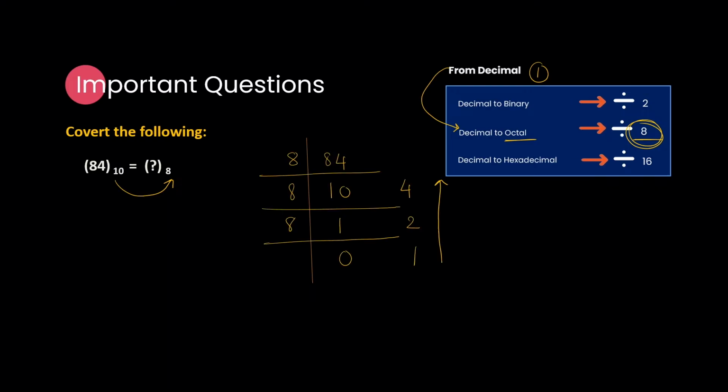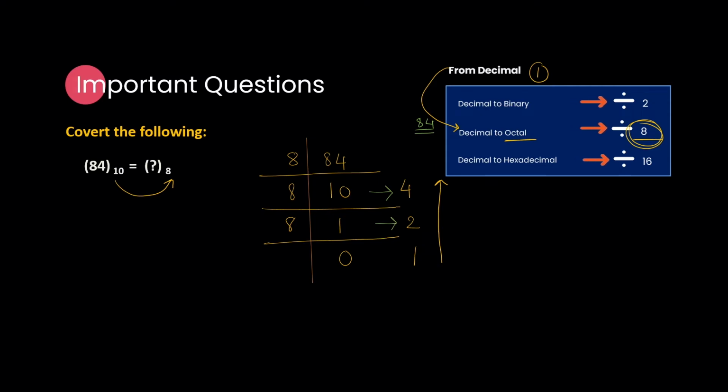Let's check. Here I have used the same number, 84. So let's divide 84 by 8. 8 tens are 80. The remainder will be 4. Continue the process. 10 divided by 8. 8 ones are 8. The remainder is 2.